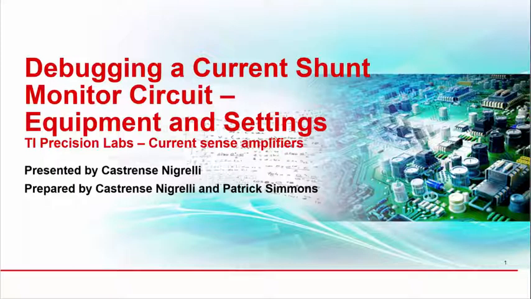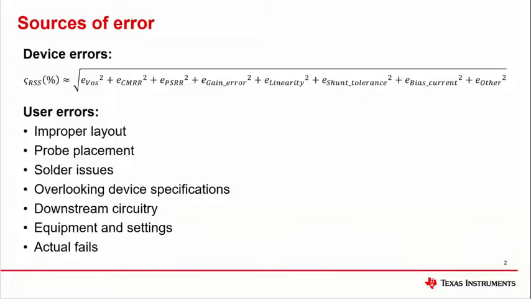In this video, we will take a closer look at debugging a current shunt monitor circuit with an emphasis on equipment and settings. For debug, yet another overlooked error source can be the auxiliary equipment used to make measurements and power the circuit. Consequently, this video covers a few basic examples to help provide greater awareness of equipment limitations.